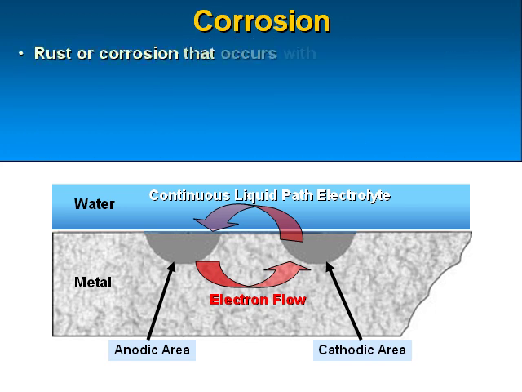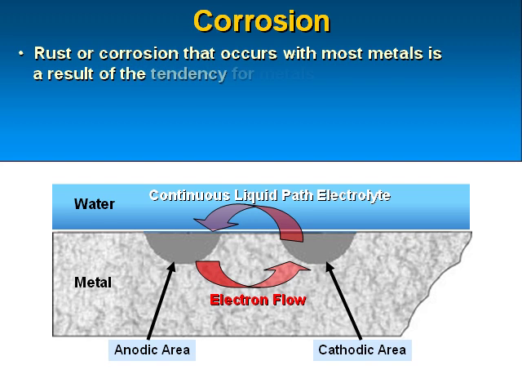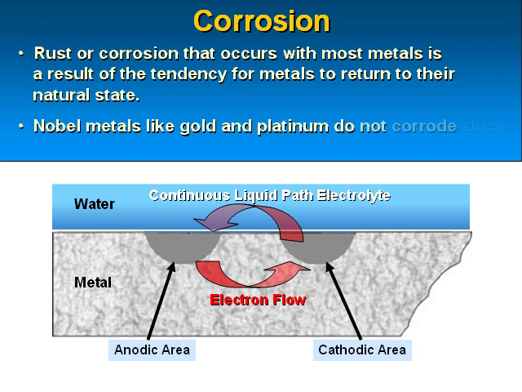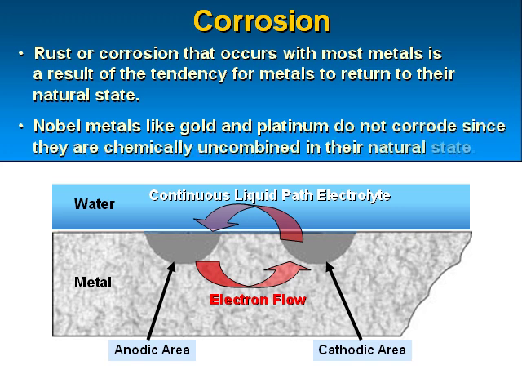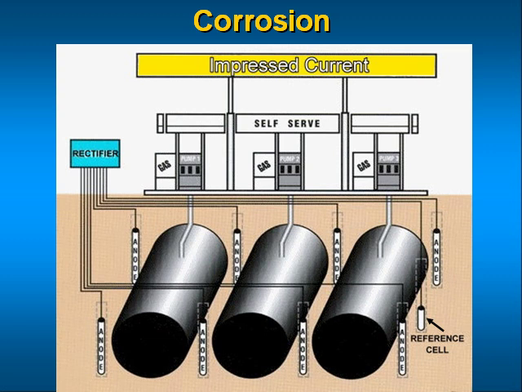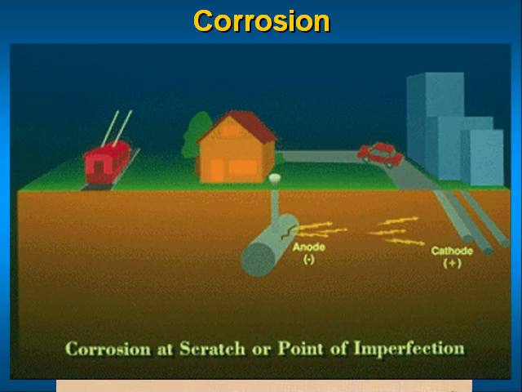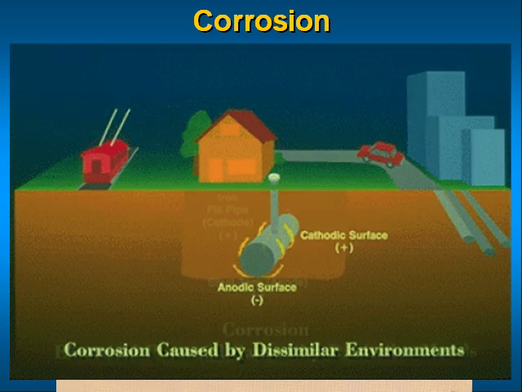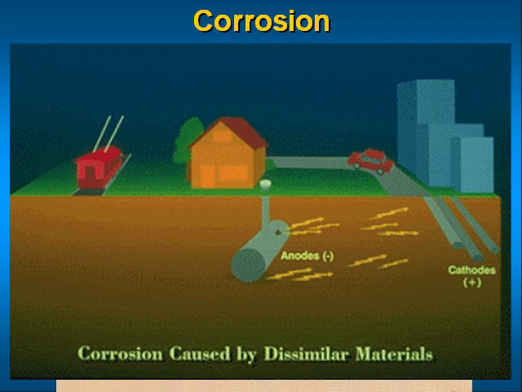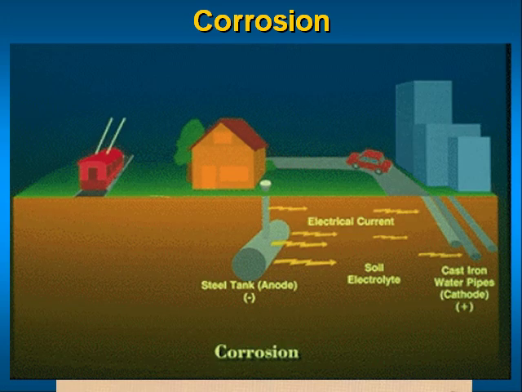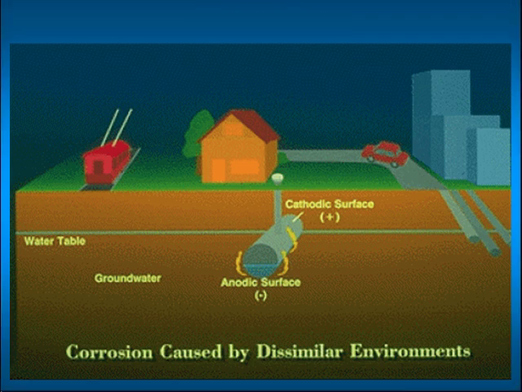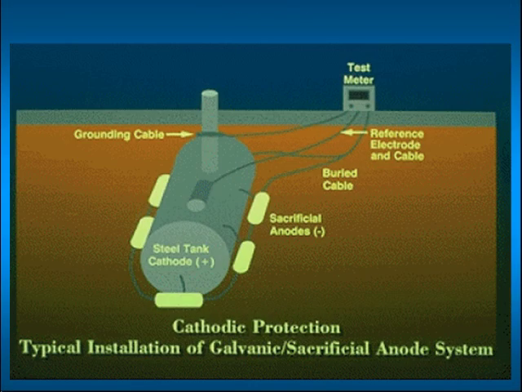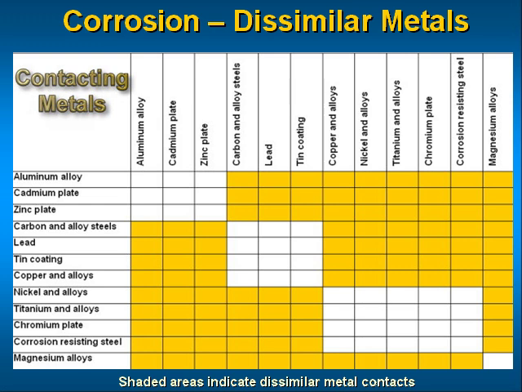Rust or corrosion that occurs with most metals is a result of the tendency for metals to return to their natural state. Noble metals like gold and platinum do not corrode since they are chemically uncombined in their natural state. It is very important to observe how metals are compatible and incompatible. In other words, dissimilar metal contacts will result in electrolytic corrosion. This figure illustrates contacting metals and the dissimilar contacting metals.